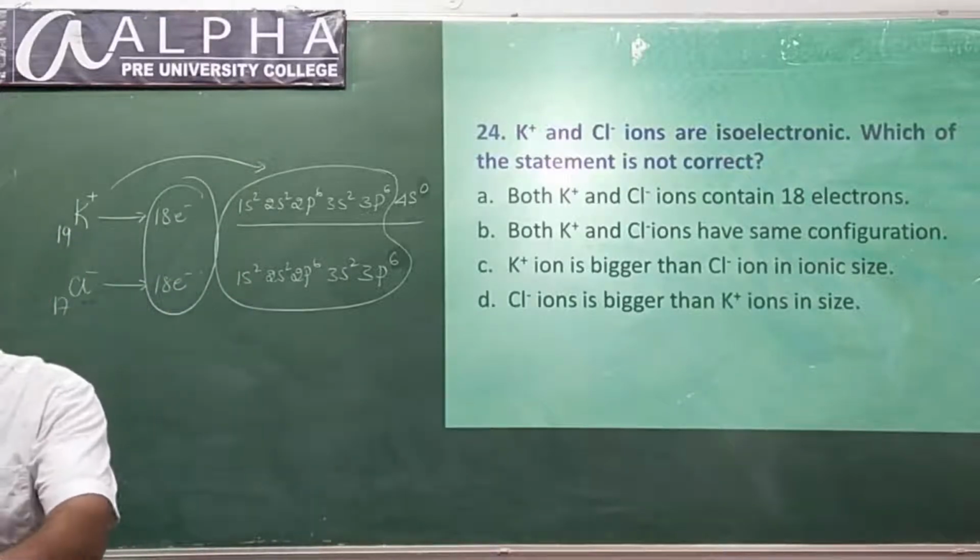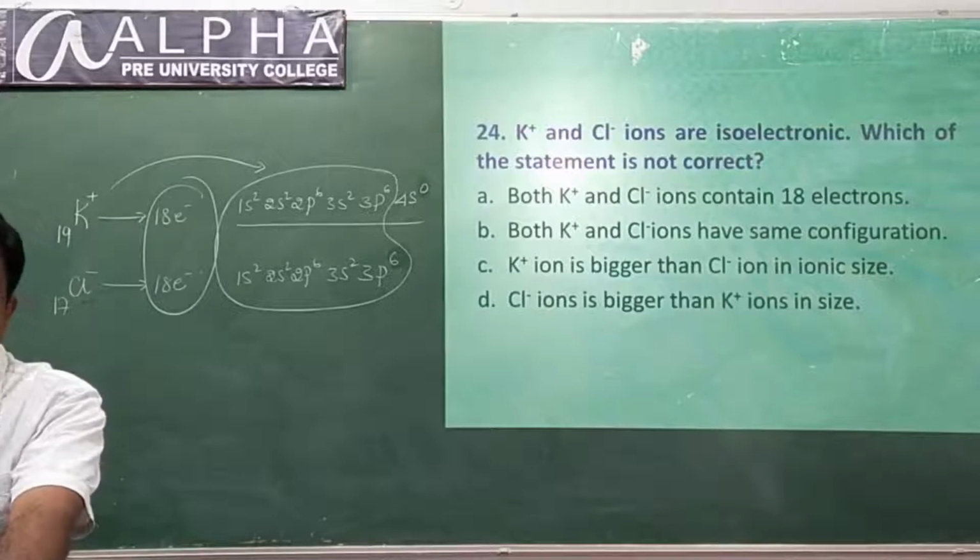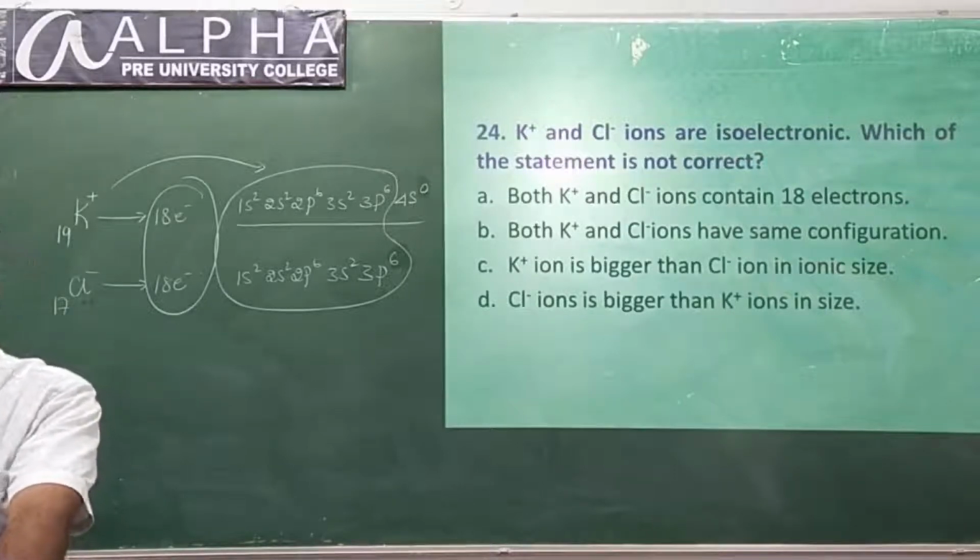Both K plus and Cl minus ions contain 18 electrons. That's correct. Both K plus and Cl minus ions have the same configuration. That is also correct.